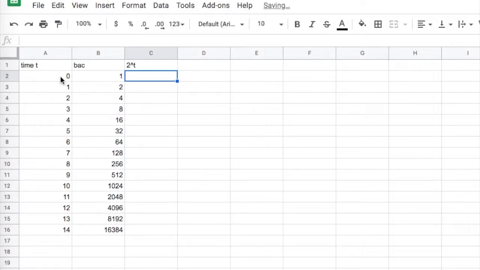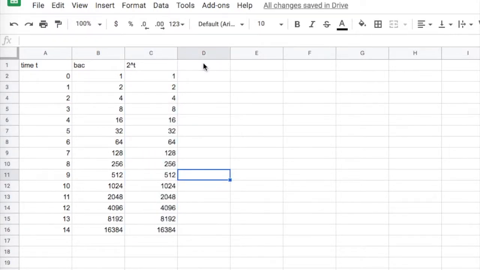When t is equal to 0, you get 2 to the power of 0 is 1. 2 to the power of 1 is 2. 2 to the power of 2 is 4. 2 to the power of 3 is 8. Let's just demonstrate that. So it's equal to 2 to the power of, so I just did the shift 6 to get the little chapeau, to the power of whatever this number is. We get exactly the same thing.